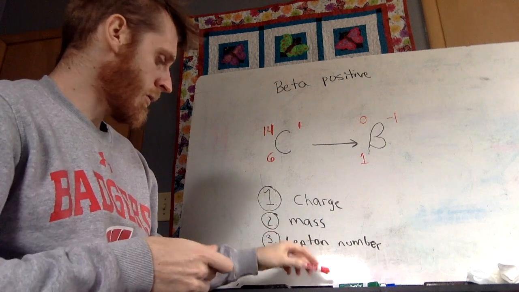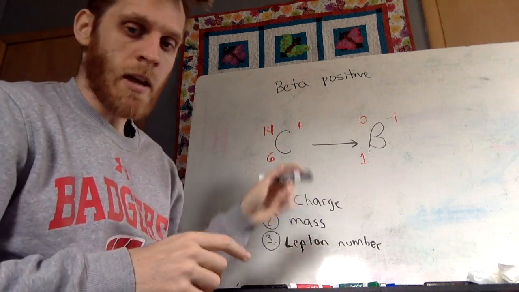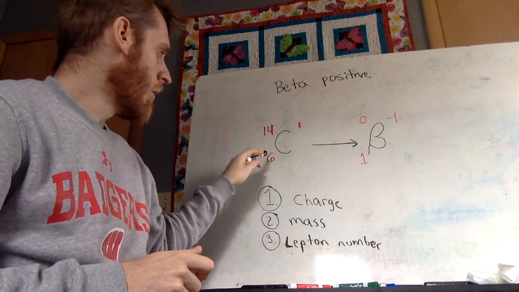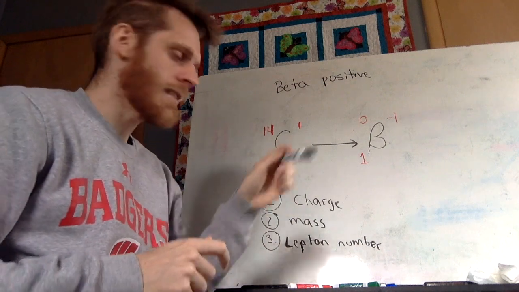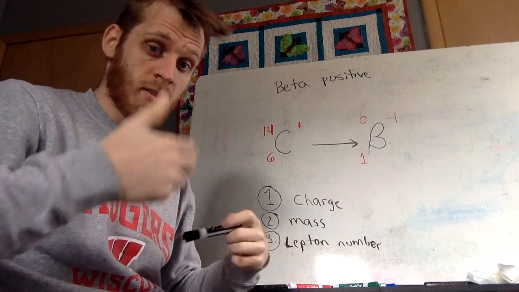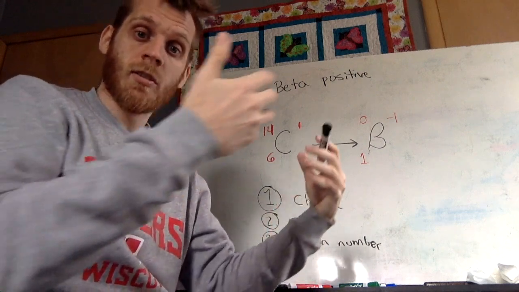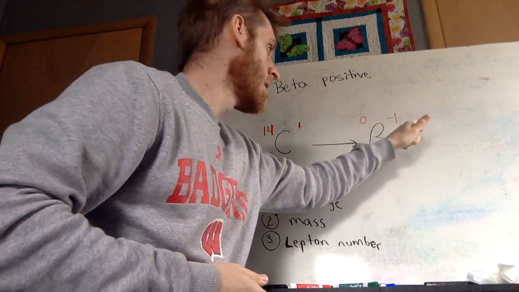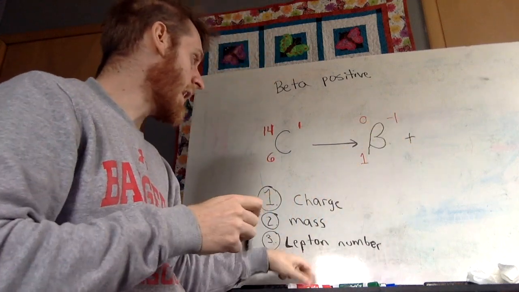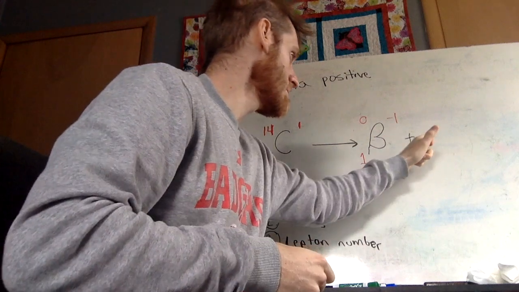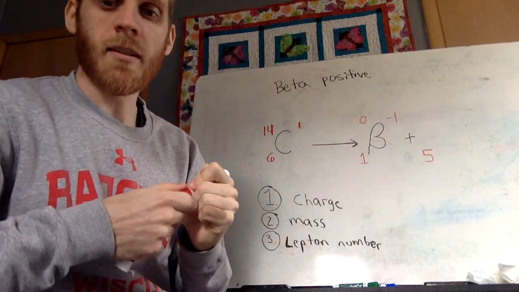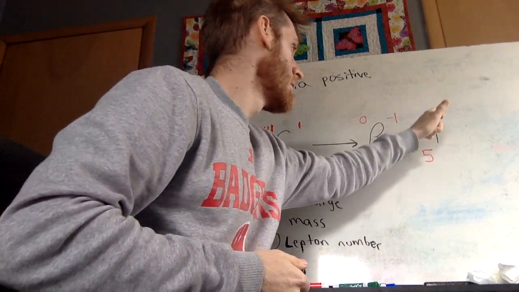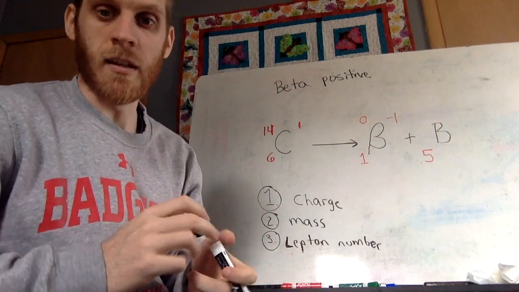Now that we have that information filled out, we're going to balance the charge first. On the left-hand side we have 6, on the right-hand side we have 1. 6 does not equal 1, but 1 plus 5 equals 6. So I'm going to put in something that has a +5 nuclear charge, and that +5 thing is going to be boron. Don't get that confused with the beta particle. It's a B instead of a beta.